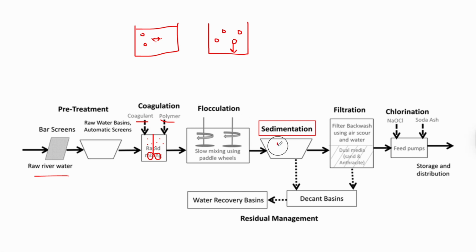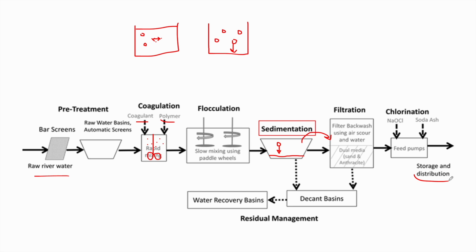This is where the formed particles settle down, and they will form the sludge layer that we need to get rid of. Then the clear water will go through filtration to polish the water and remove the leftovers. And finally, we can disinfect the water using chlorination, and our water is ready for storage and distribution.